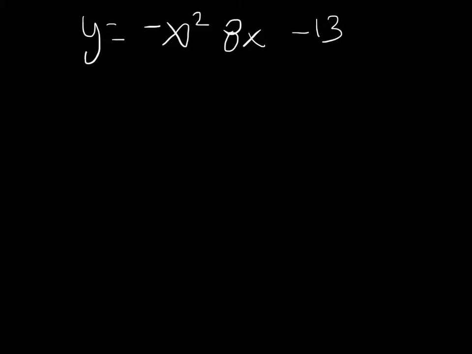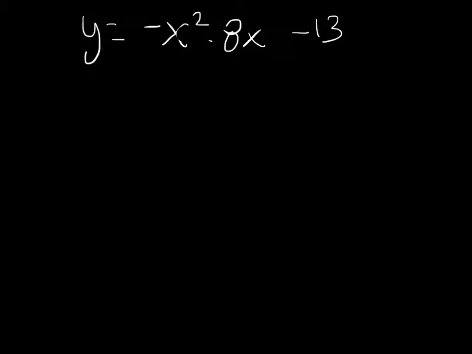When we want to graph an equation by finding the x-intercepts, sometimes we can't factor. We have to use the quadratic formula. So we're going to go over an example of that. So y equals negative x squared minus 8x minus 13.